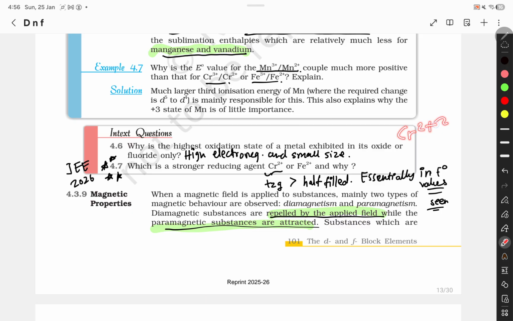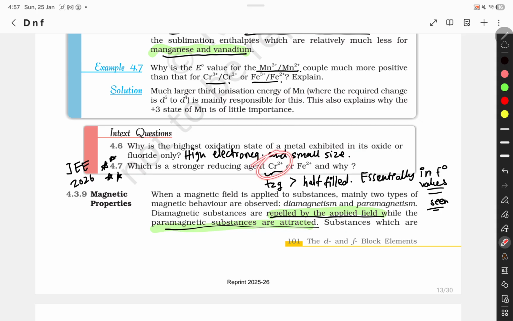so see, Fe2+ is your d6, and d6 is going to go to d5. Fe2+ d6 to d5 transition is happening. Cr2+, 3d4 to 3d3 transition is happening.